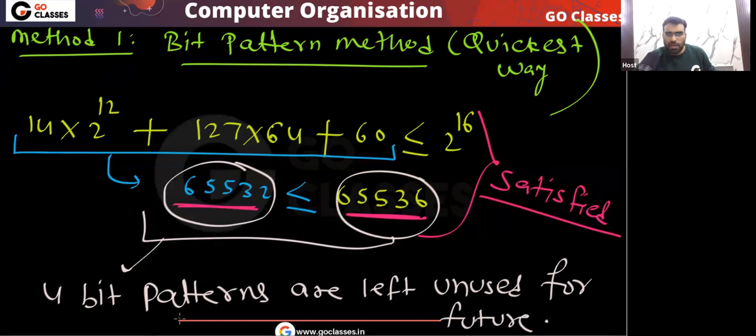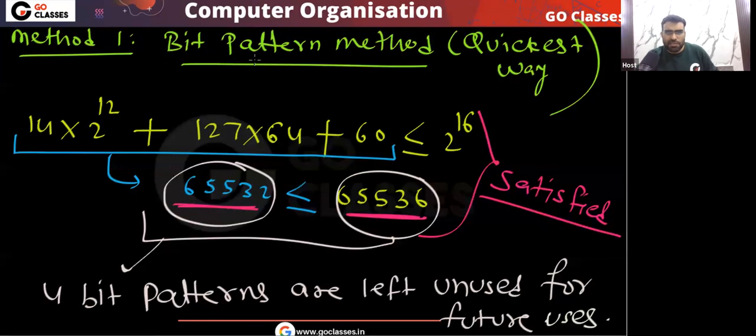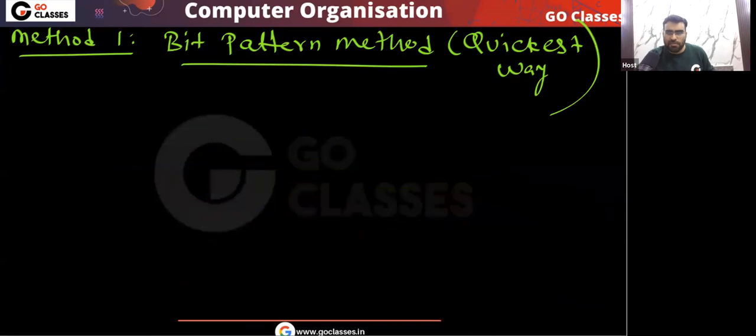After 5 years, if you want to add some more zero address instructions, you can do that. Four bit patterns are left unused for future uses. After 2 years, if you want 4 more zero address instructions, you can use these 4 bit patterns. Is this clear? So this is a very simple question, and the answer is yes. Now tell me one thing: this bit pattern method that we have seen is a very quick method, yes or no?